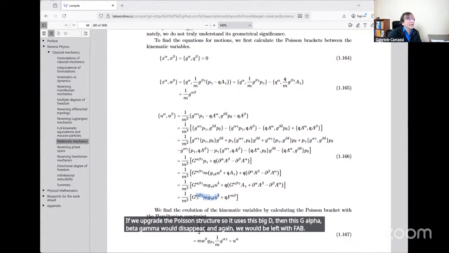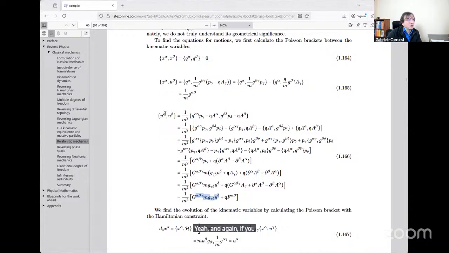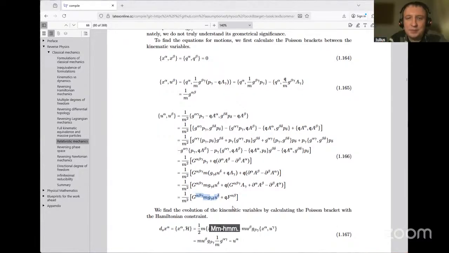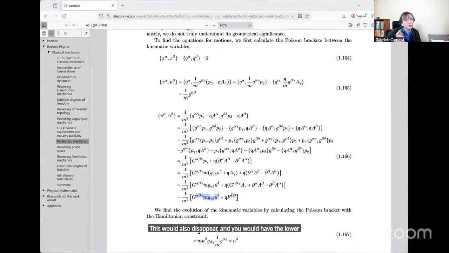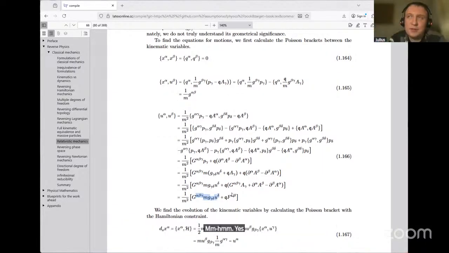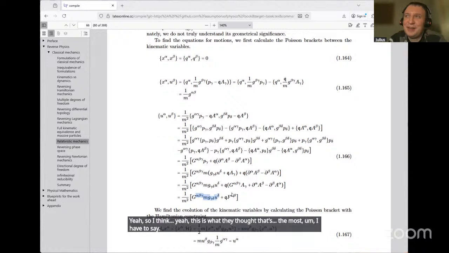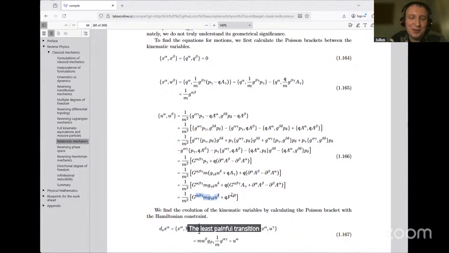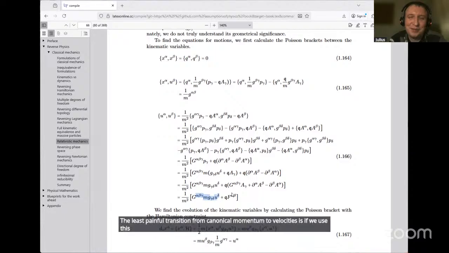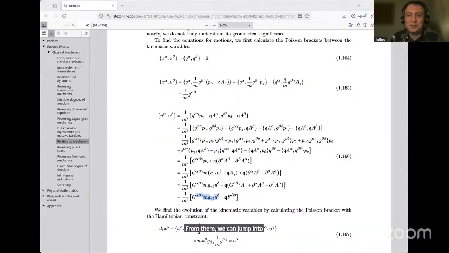And again, if you had the Poisson bracket between the lower indices, this would also disappear, and you would have the lower F alpha beta. So I assume it is going to do something similar. Yes. Okay, so this is what I thought. I have to say, the least painful transition from canonical momentum to velocities is if we use these covariant forms, and then from there we can jump into these inertial forces if needed.